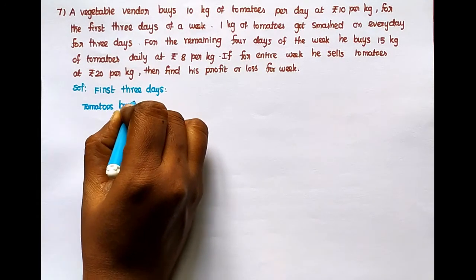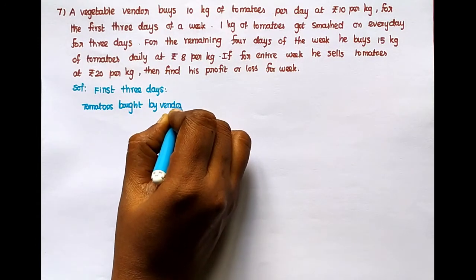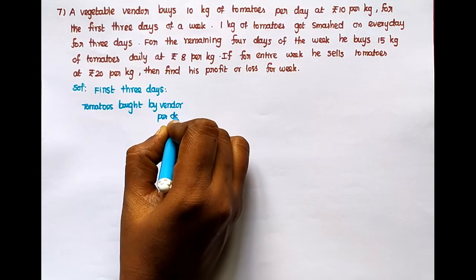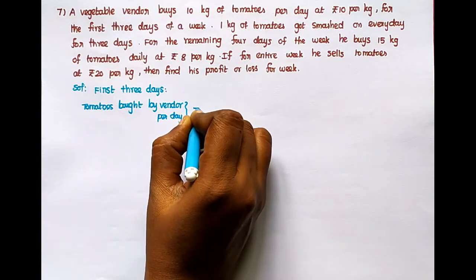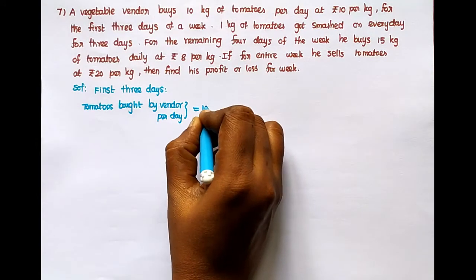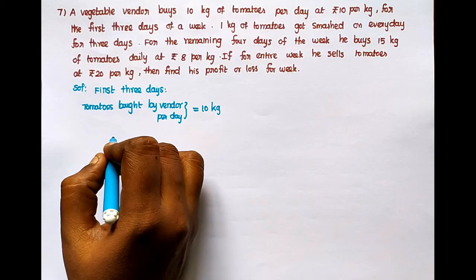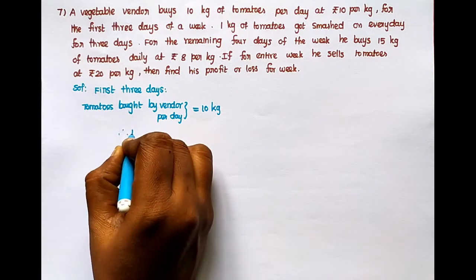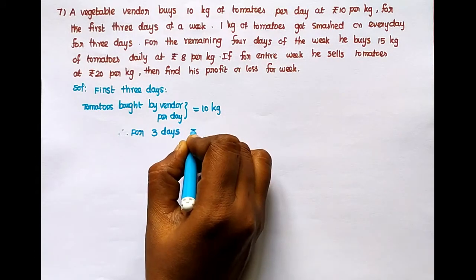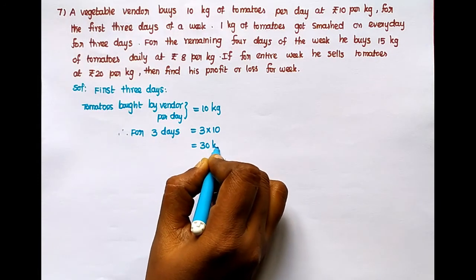Tomatoes bought by vendor per day. Per day how many kg? 10 kg he bought. Therefore, for 3 days, 3 days means 3 into 10, 30 kg.